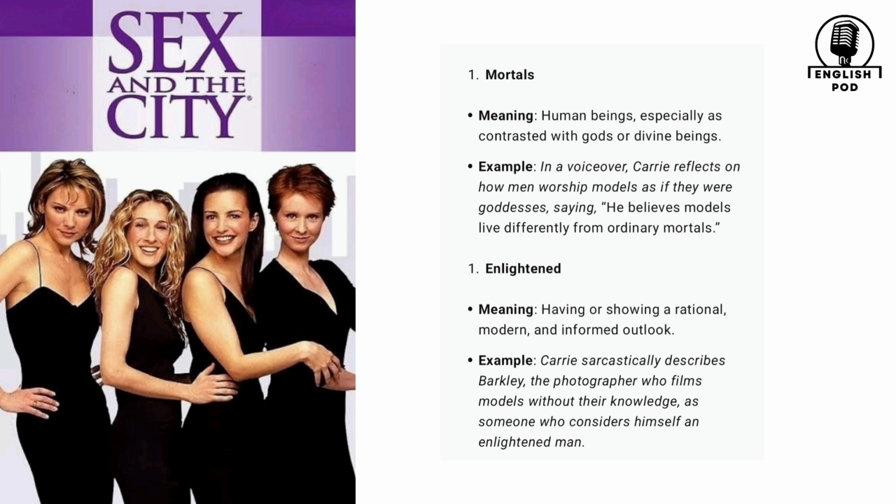Mm-hmm. Then there's enlightened. Oh, this one's pure Carrie sarcasm. About Barkley, the photographer. Yes. Yeah. With his creepy model videos, she calls him someone who sees himself as an enlightened man. The gap between the word and the reality is just huge. It really is, and sarcasm is such a good tool there. She signals her disapproval without being overly aggressive. And it critiques that whole dynamic, his self-perception versus his actual kind of exploitative actions.